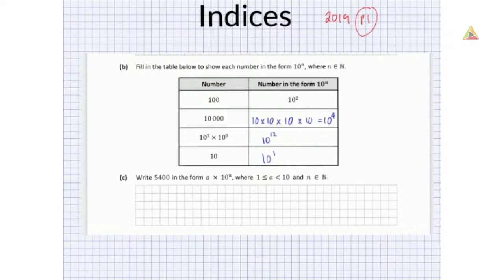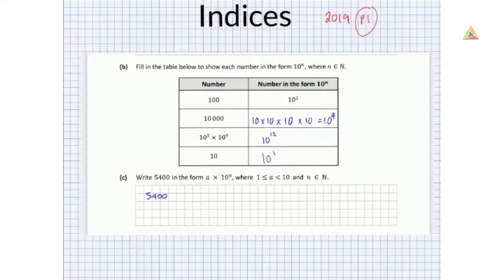If we look at the next question, write 5,400 in the form a by 10 to the power of n, where 1 is less than or equal to a, and that's less than 10, and n is an element of a natural number. So basically what they're asking you to do is put the number 5,400 into scientific notation. Now, because it has a by 10 to the power of n, they just want one number on its own by 10 to the power of n.